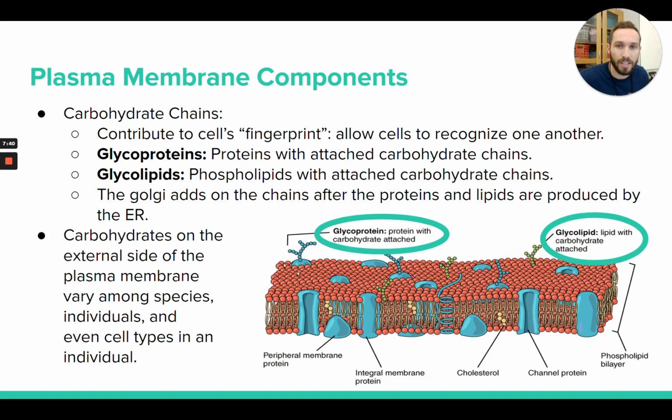Proteins that have a sugar chain attached to them are called glycoproteins. Glyco referring to sugar, and then it's attached to a protein. So we call this guy right here a glycoprotein because he has a sugar attached to him. And then some of these phospholipids have a sugar chain attached to them as well. We call those glycolipids. So glycolipids and glycoproteins are just lipids and proteins that have sugar chains attached to them.